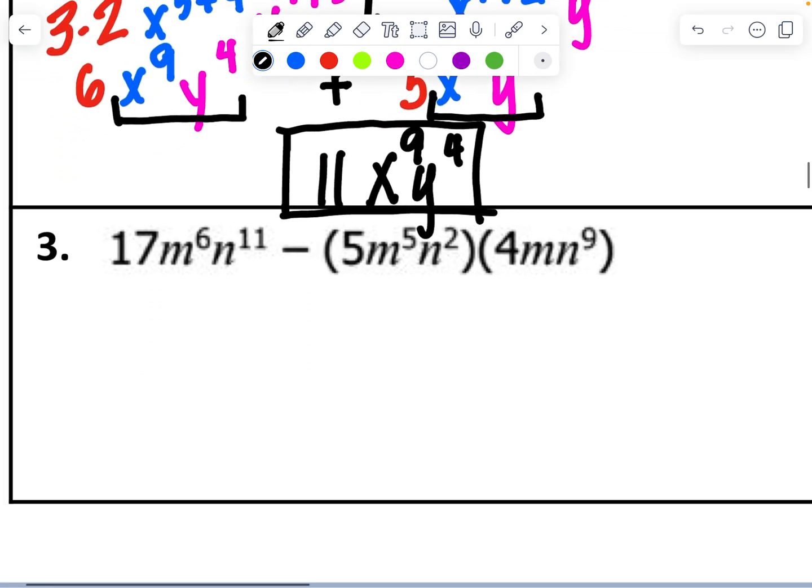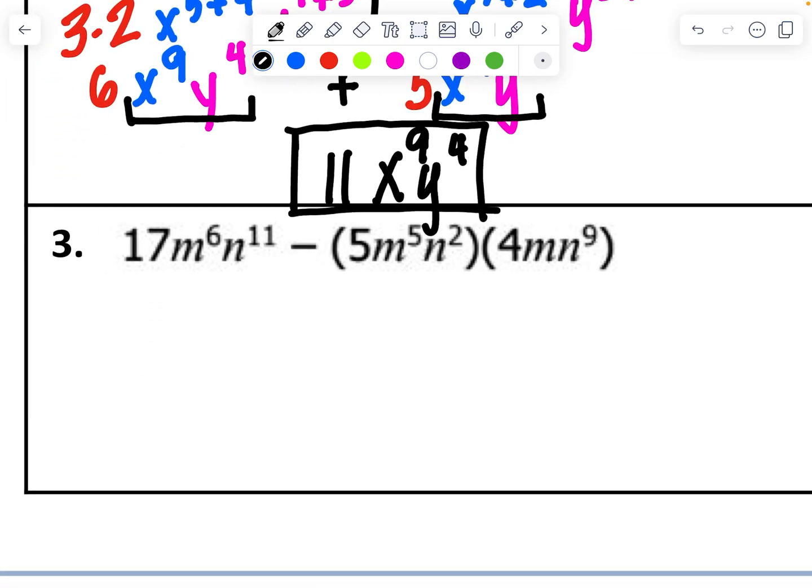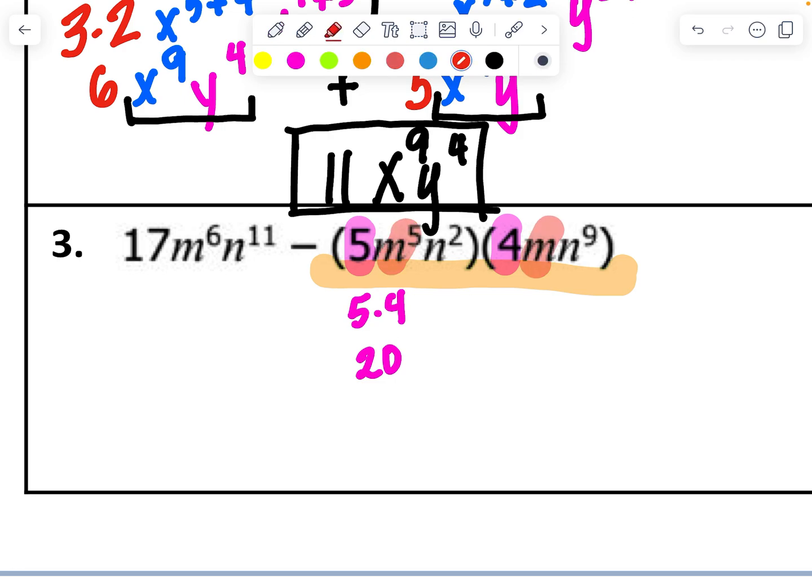Okay, let's do number 3, and then you can practice. So I'm first going to start with this little group right here that I need to simplify. Okay, so I got 5 times 4. So 5 times 4 is 20. And then we have m's. So there's m and m. So the first group is m to the 5th. The second group has 1 m. So that's m to the 6th.